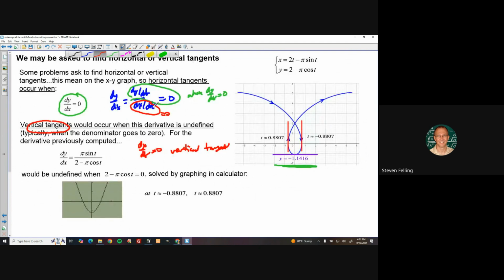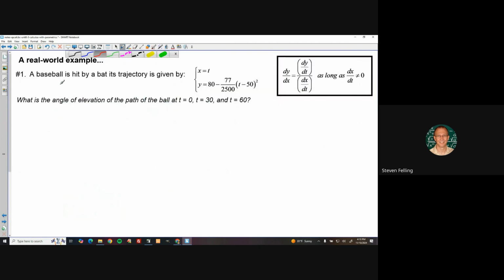Let's say that we have a baseball hit by a bat. Its trajectory is given by this. What is the angle of elevation of the path at 3 different times? So what would that mean?